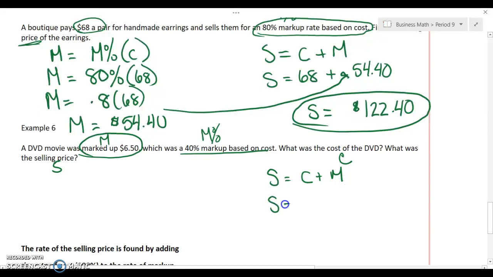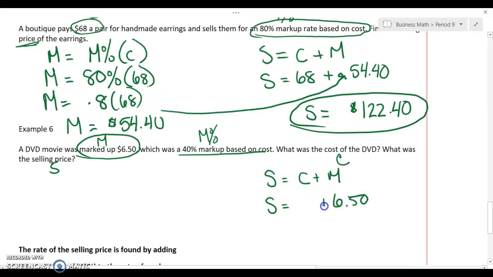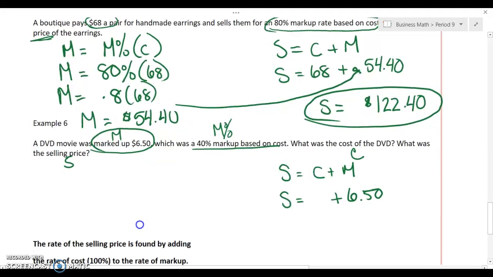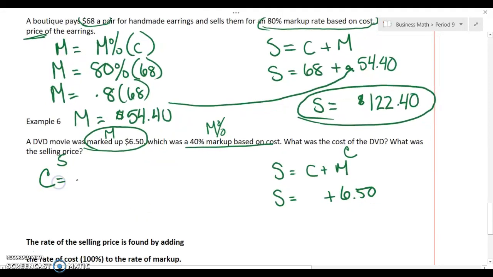What do we know about that so far? We know the markup was $6.50. We don't know cost, so I'm stuck there for now. I can't do any more. So I need to find the cost. How do I find the cost? Formula. Cost is markup over markup percent.